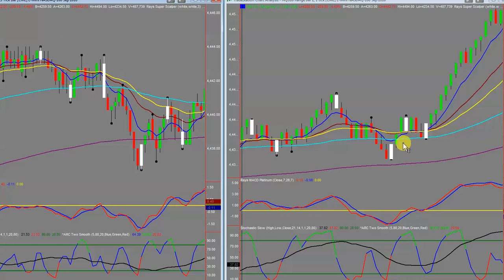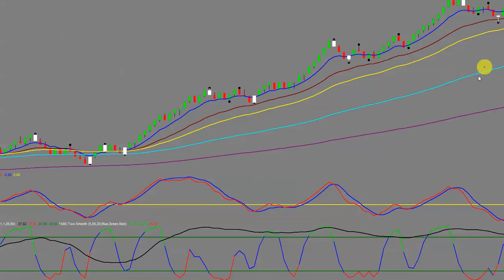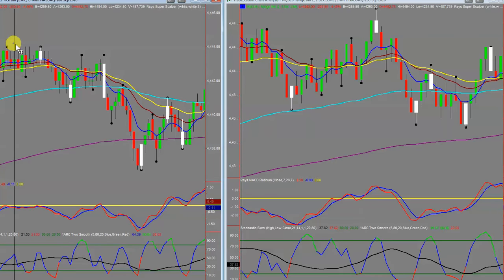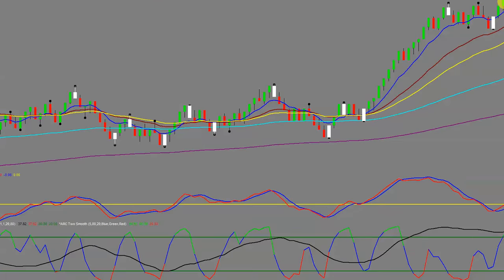Now if we go over and have a look at a comparison to a range chart, and what I will do, traders, is just make sure that we're looking at exactly the same area. So let me expand this out, so we can just see here where the NQ is very, very whippy.